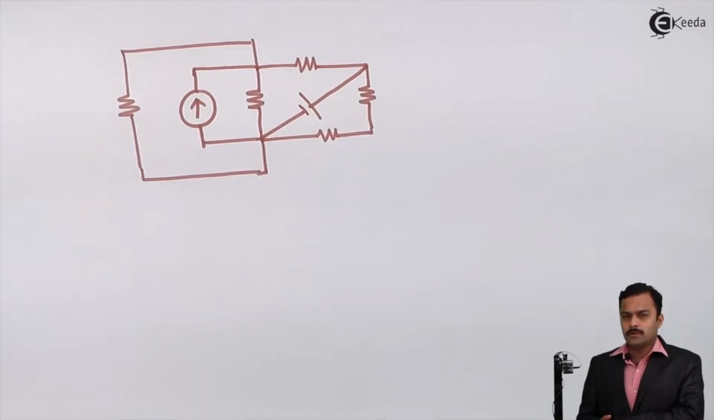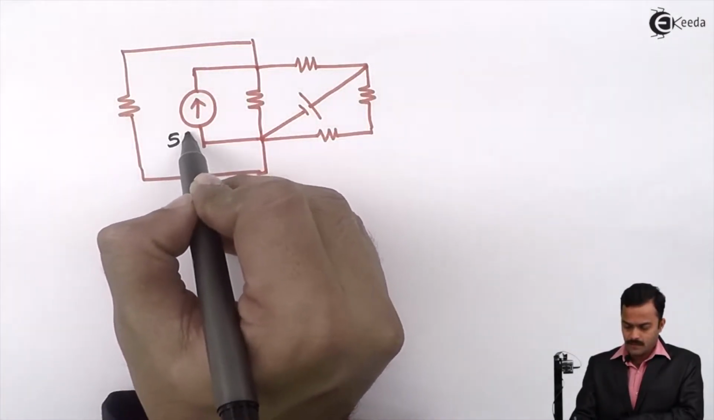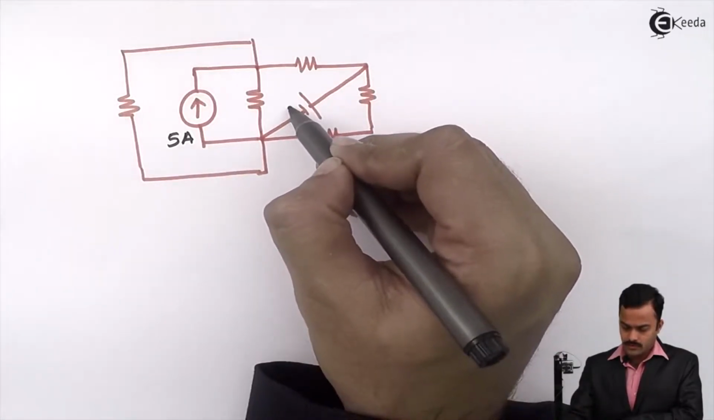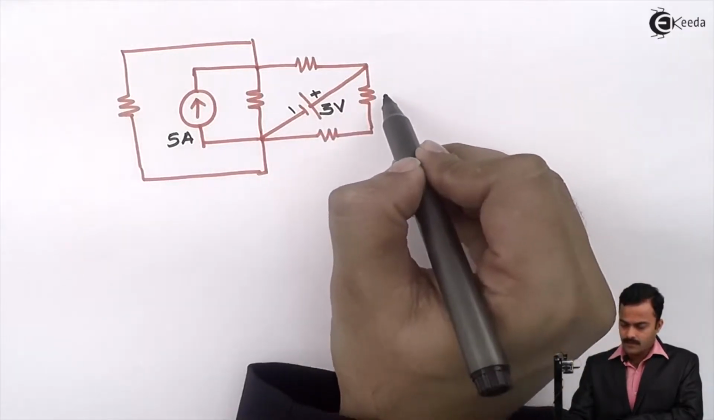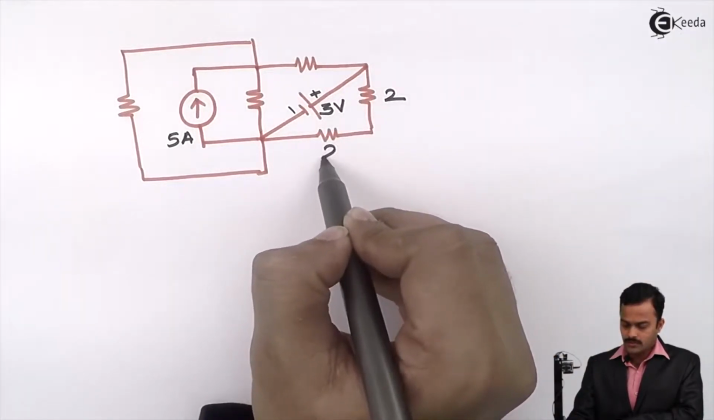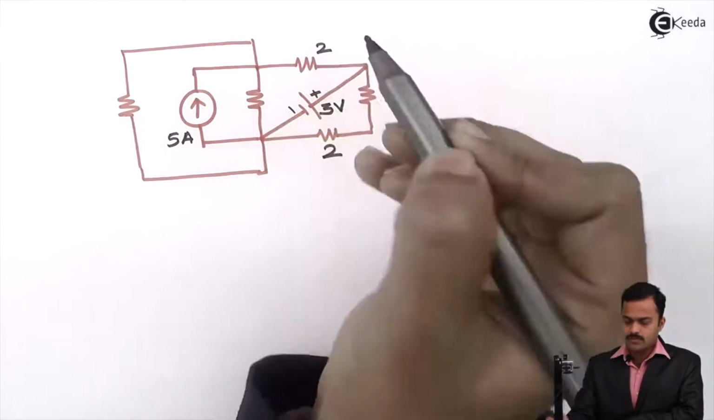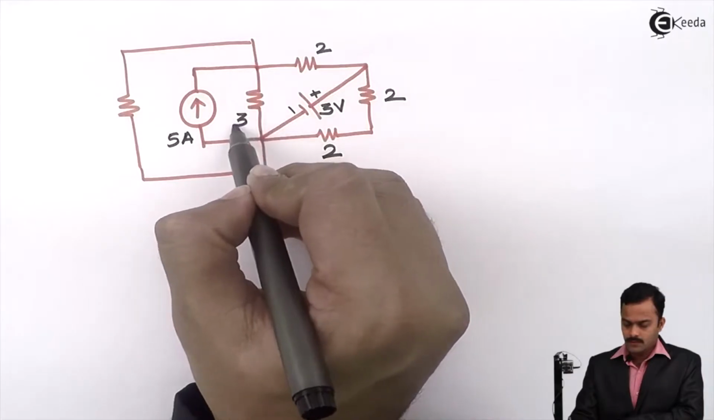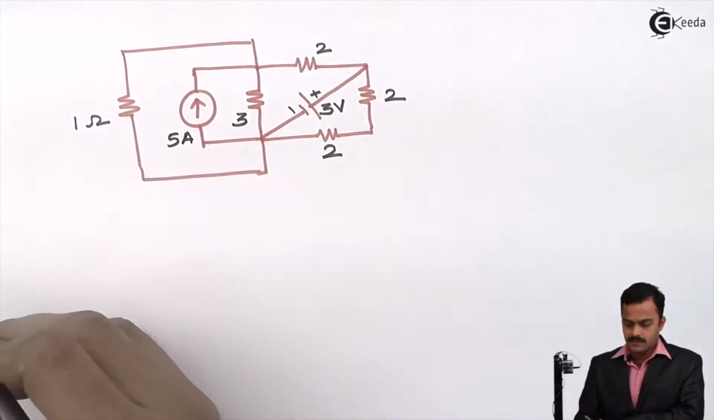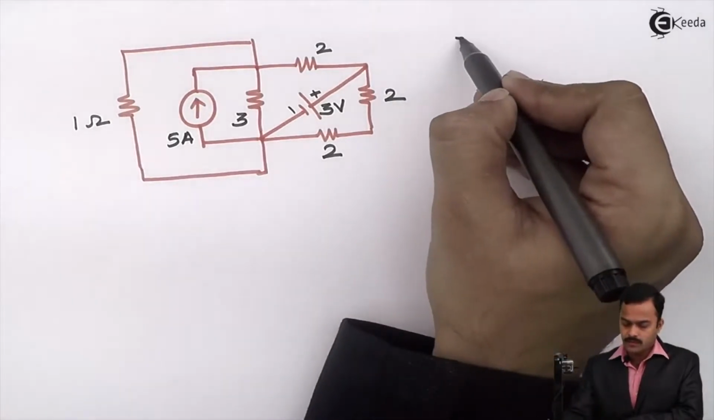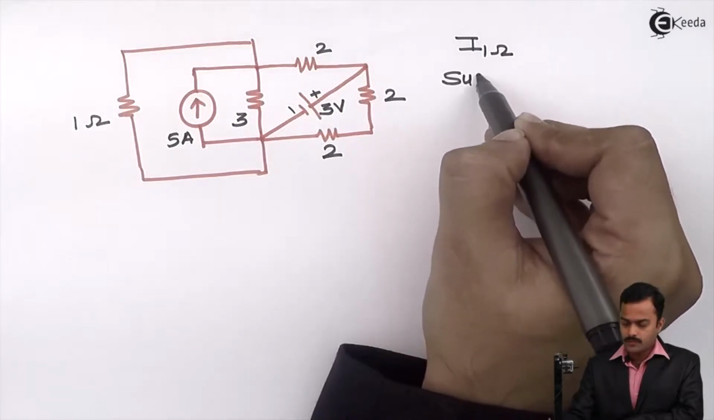So here I am having only 2 sources. One is a current source of 5 ampere and a voltage source of this polarity having the value 3 volt. Resistance is 2 ohm, this is also 2 ohm, actually these two are in series. This is also 2 ohm, 3 ohm resistance, and this is 1 ohm resistance. We are supposed to find out current flowing through 1 ohm resistance using superposition theorem.